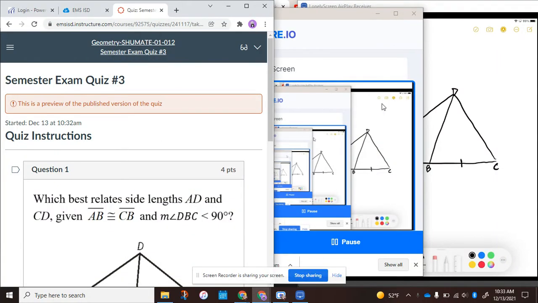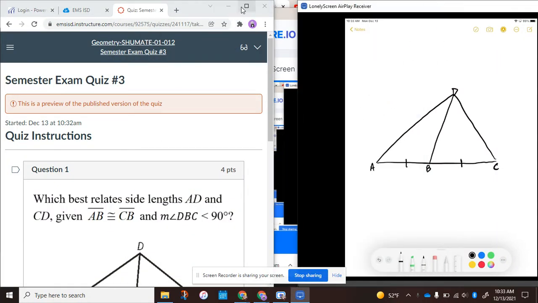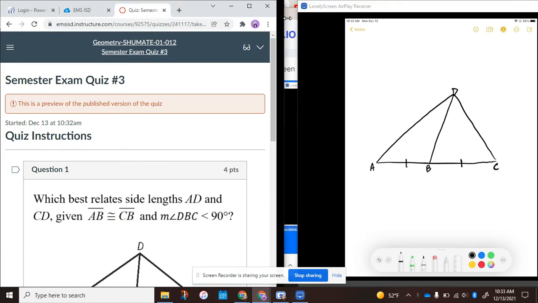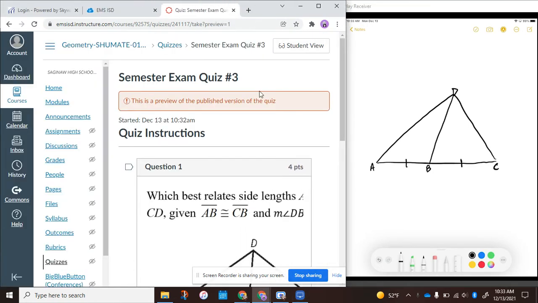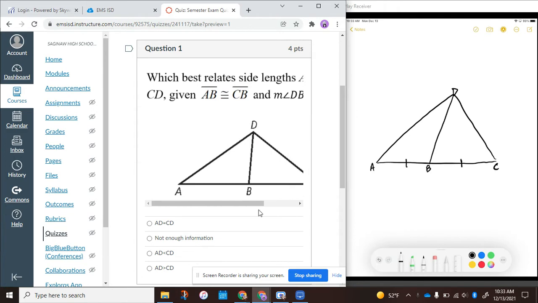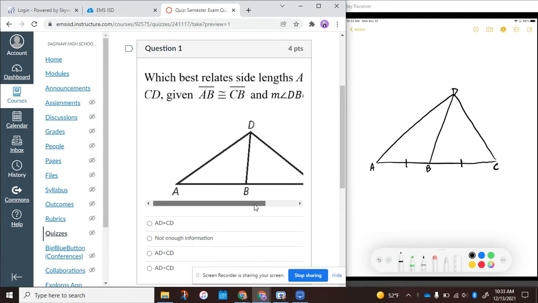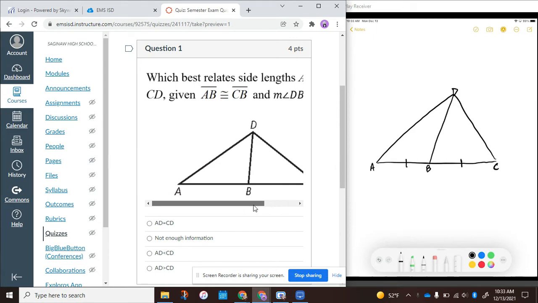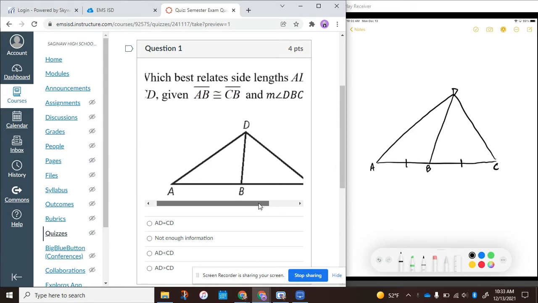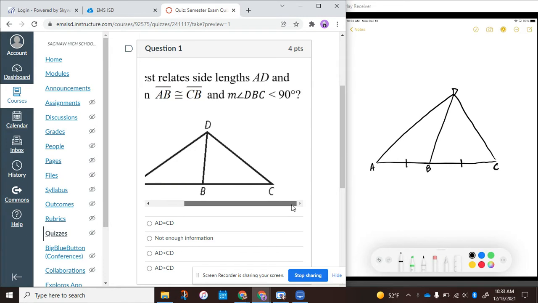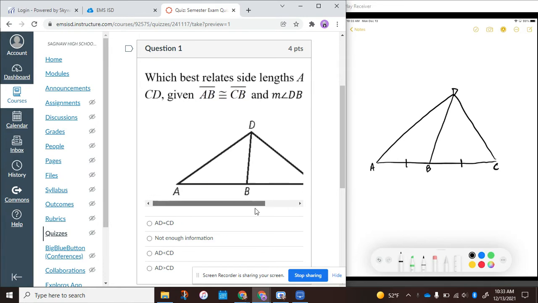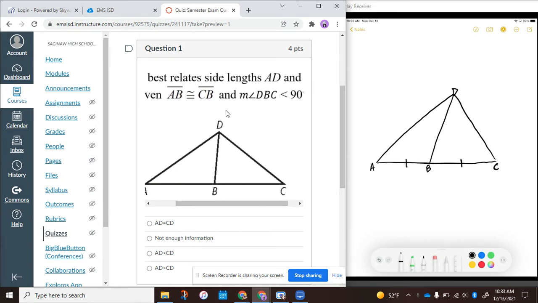All right, we are looking at semester exam quiz number 3. This is our third set of review problems to get ready for our fall semester exam. All right, so we're looking at question number 1, which best relates side lengths AD and CD given this information.